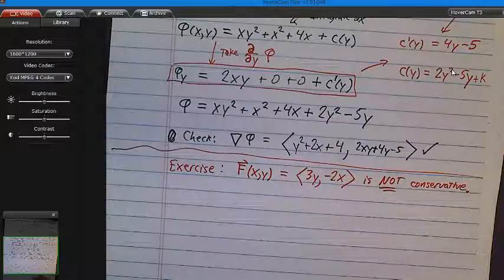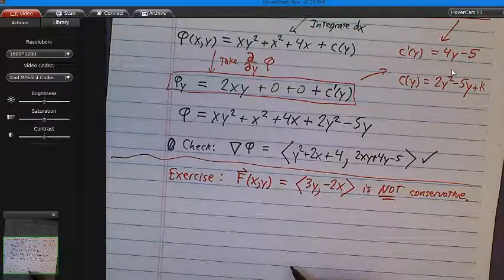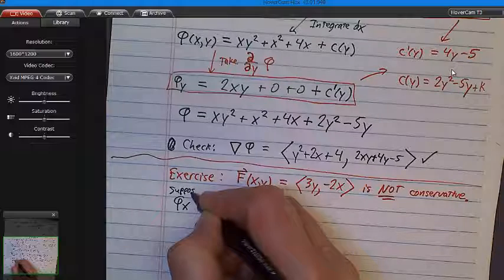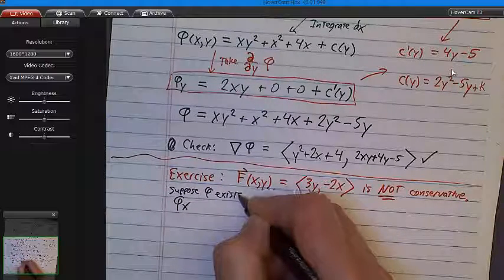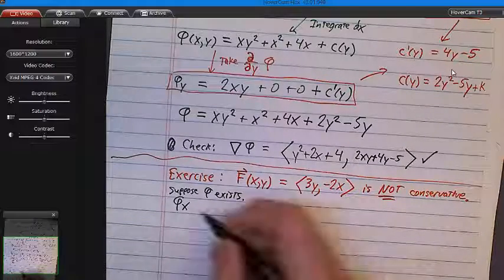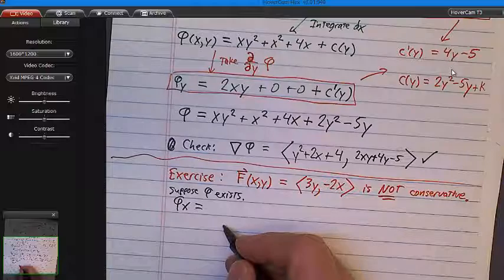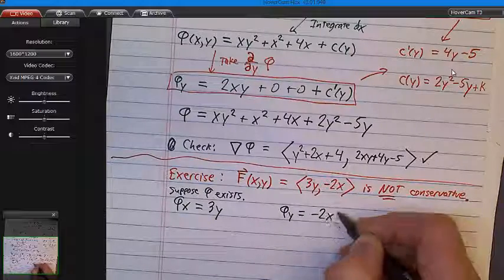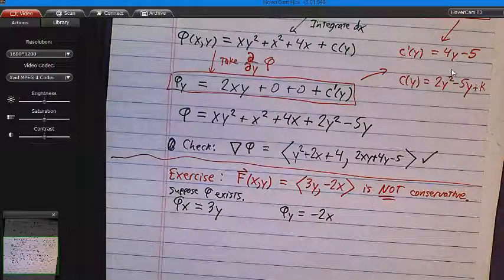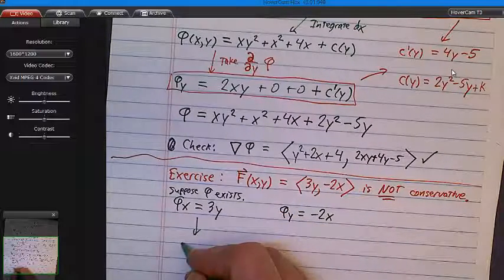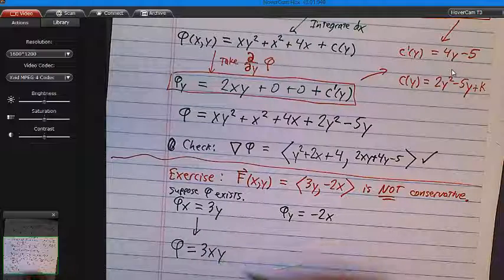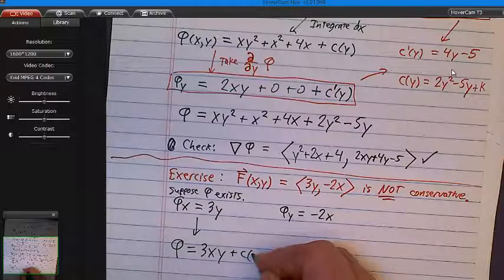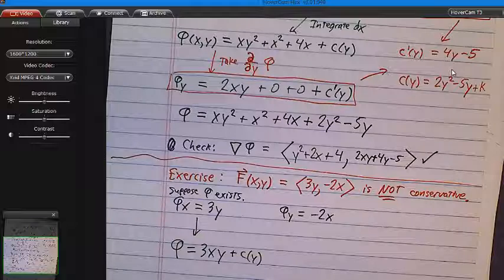The process would be what? We're going to find phi. So we would first say phi x. So suppose phi exists. Now it doesn't. It's not conservative, but suppose phi exists. That would mean that phi x would have to equal what? 3y. It would also mean that phi y has to equal negative 2x. But what people usually do is they just start with one of them. And if you integrate with respect to x, you get phi, and phi would be 3xy, right? Well, isn't it 3xy plus some constant of y, right? Okay. But that's not true.